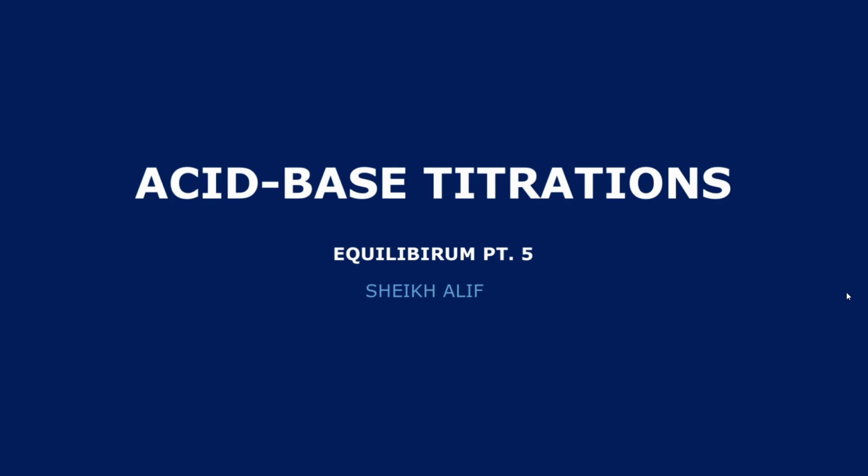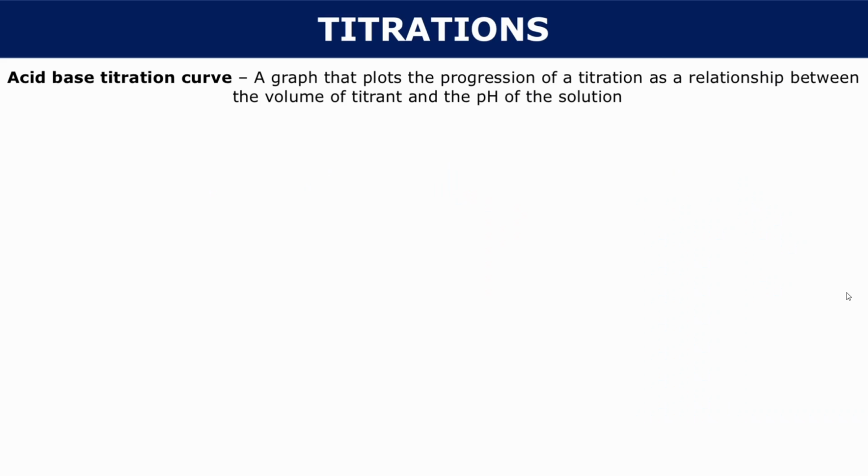Today we're going to go over acid-base titrations. These tend to come up around the end of the section, so let's do a bit of review on what it is. Remember, an acid-base titration curve is a graph that plots the progression of a titration as a relationship between the volume of titrant and the pH of the solution.